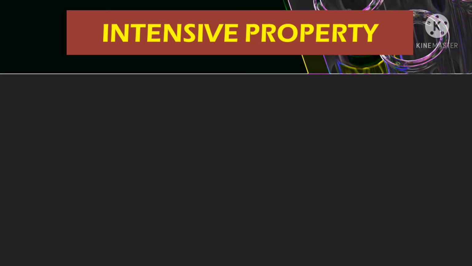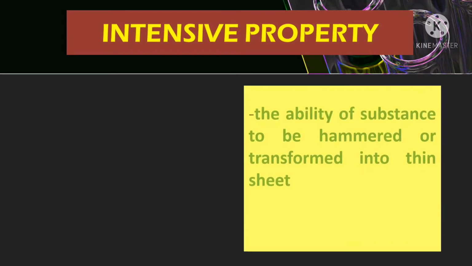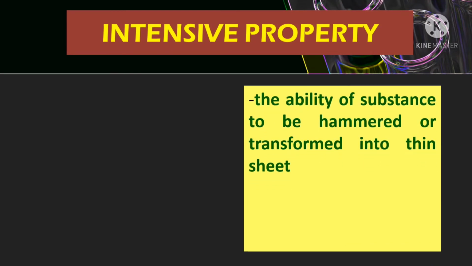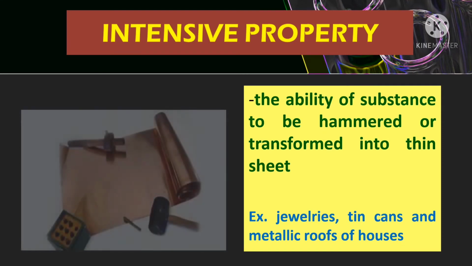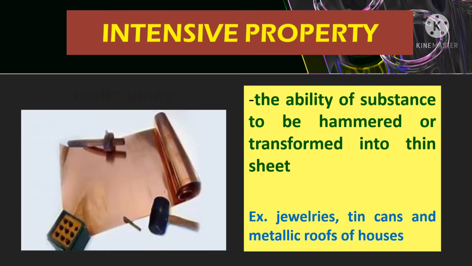Here's another example of an intensive property. It is referred to as the ability of a substance to be hammered or transformed into thin sheets. Examples are jewelries, tin cans, and metallic roofs of houses. Do you have any guess? You got it right. It's malleability.